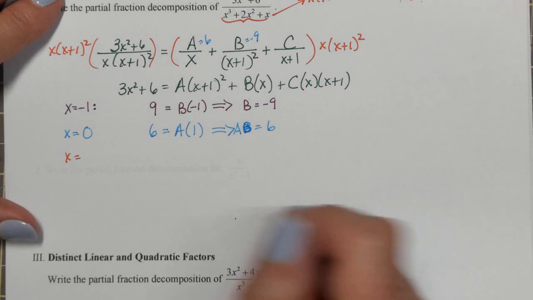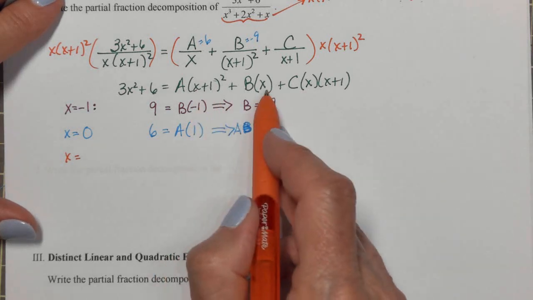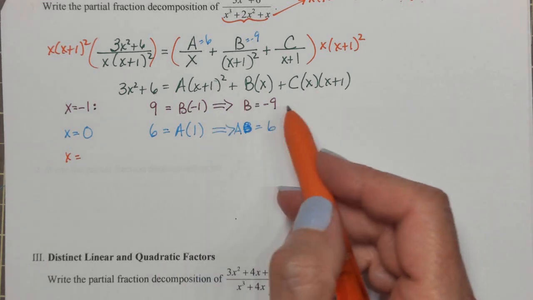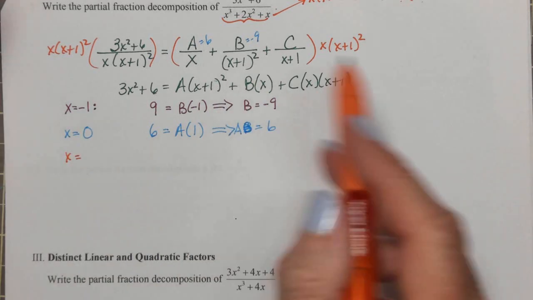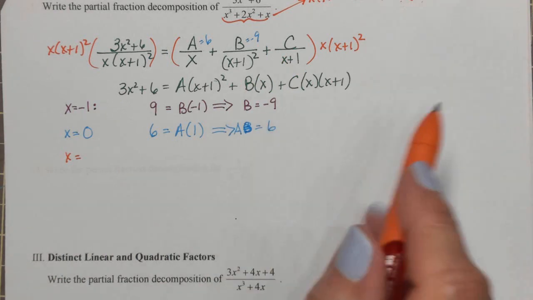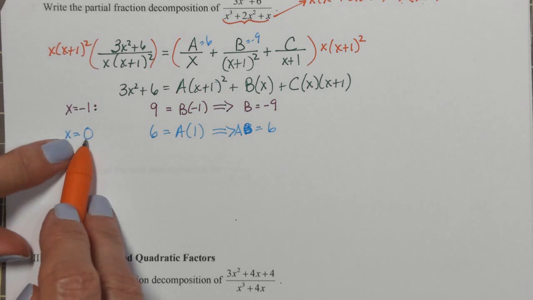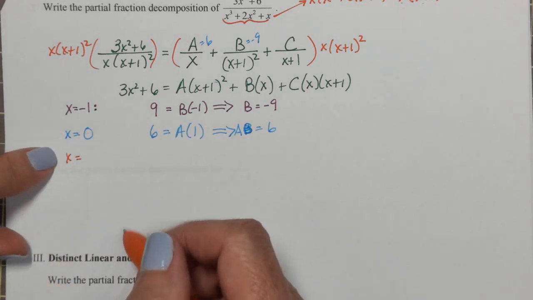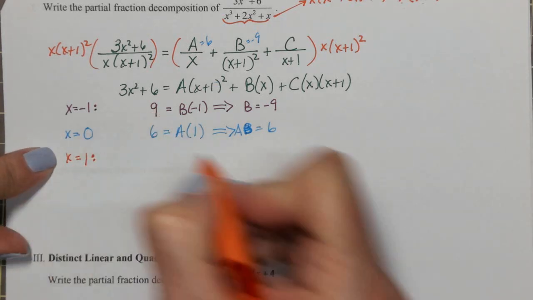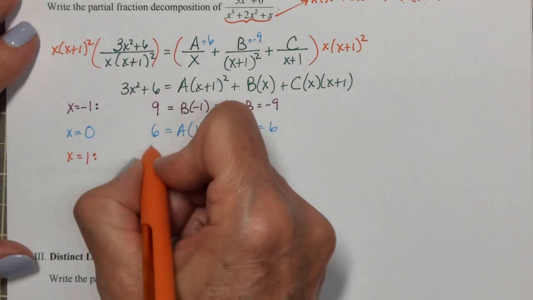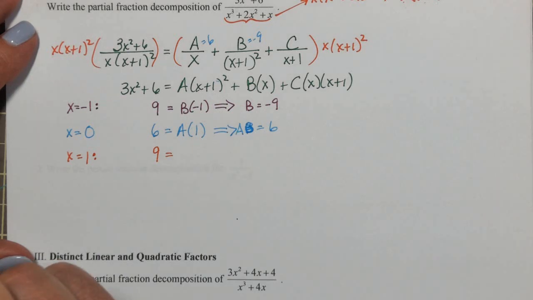Well, what other convenient value is there? Nothing is going to get rid of what we, do the same thing. So we can let x be any other number you want. We tried -1, we tried 0. What's another easy number to put in for x? How about 1? If we put 1 in for x, I'm going to have the 3 plus 6 again, so I'll have 9 on the left.